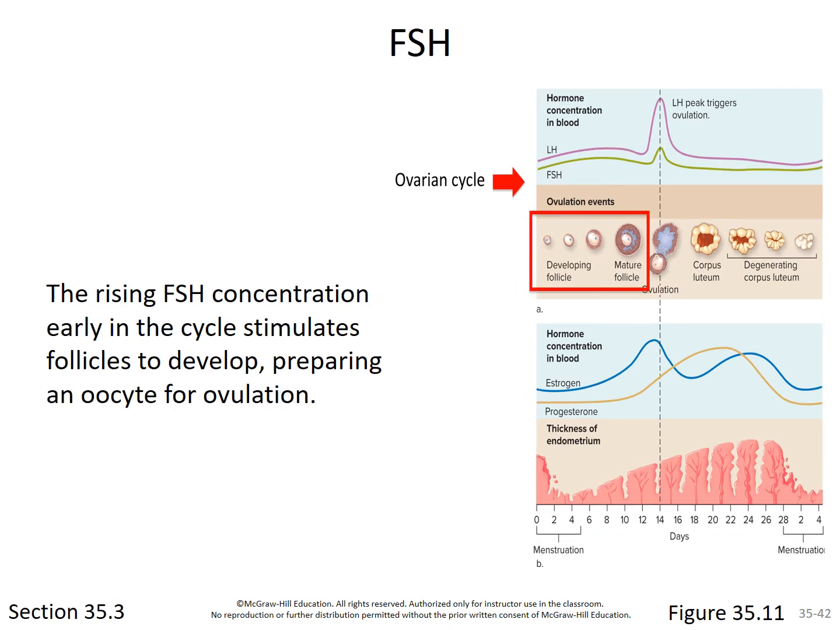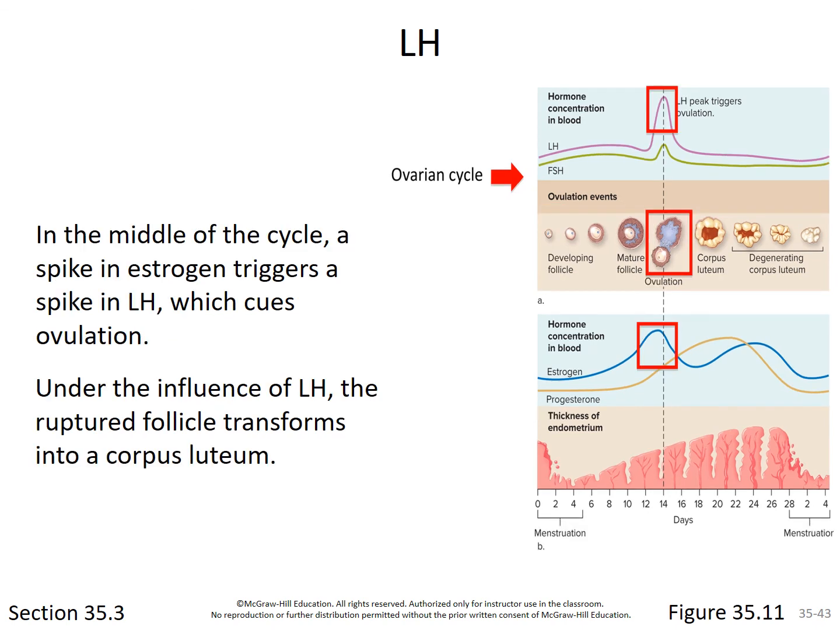So again, rising FSH early in the cycle causes follicles to develop, and it's that LH surge that actually triggers ovulation. So in the middle of the cycle, as I pointed out before, a spike in estrogen triggers a spike in LH, and this again is what causes ovulation. So under the influence of LH, this is called luteinizing hormone, it transforms the follicle into corpus luteum. So that's what luteinizing actually means. It turns a follicle into the corpus luteum.